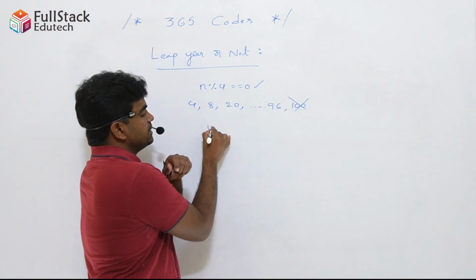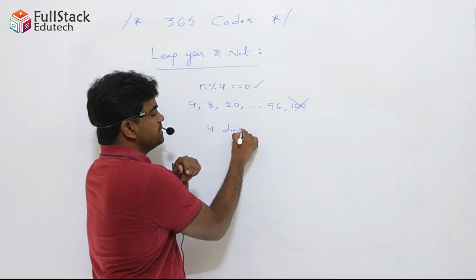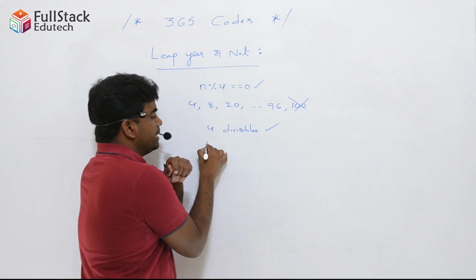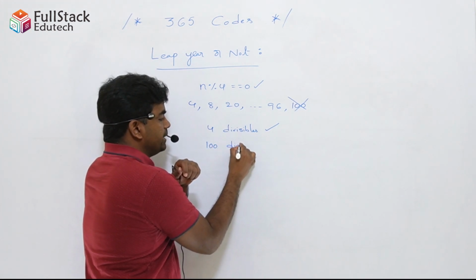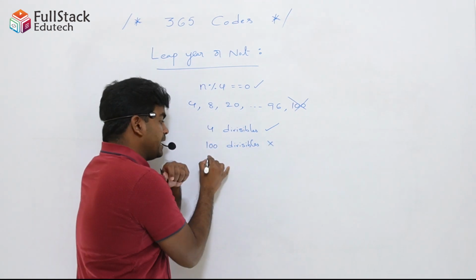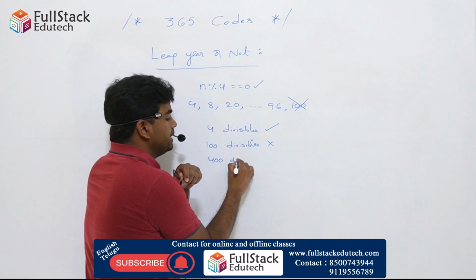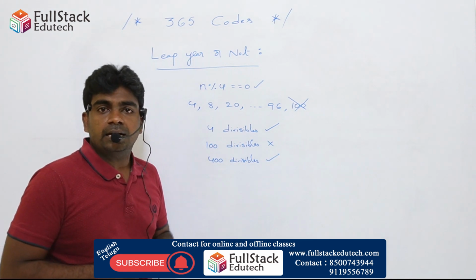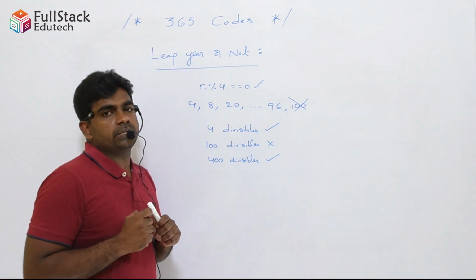All 4 divisibles are leap years, but 100 divisibles are not leap years. But in 100 divisibles, again 400 divisibles are leap years. So how can we do this?